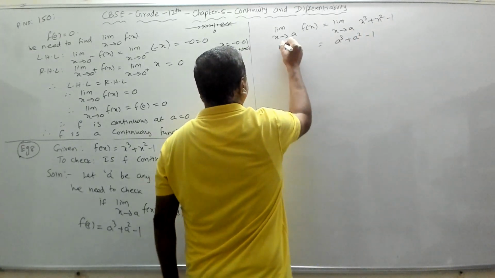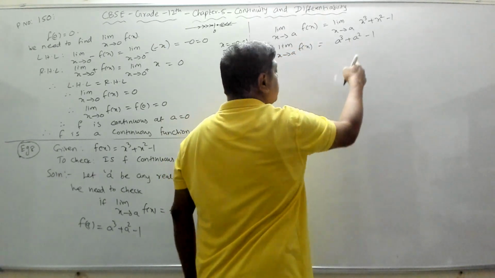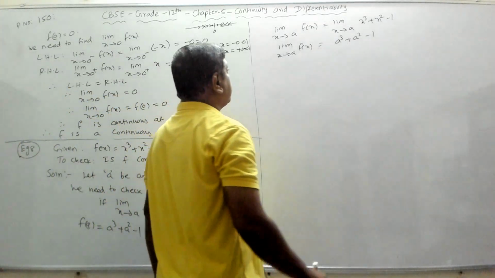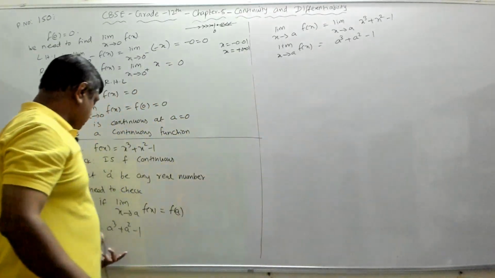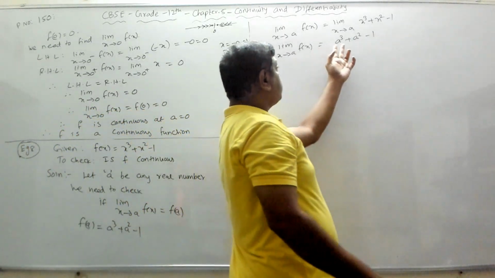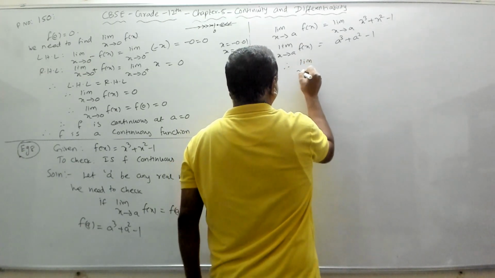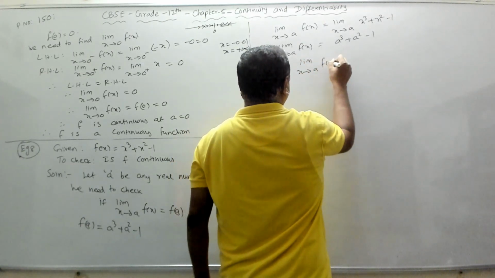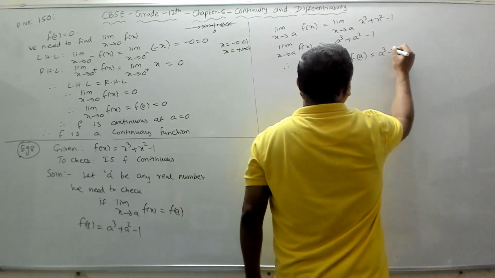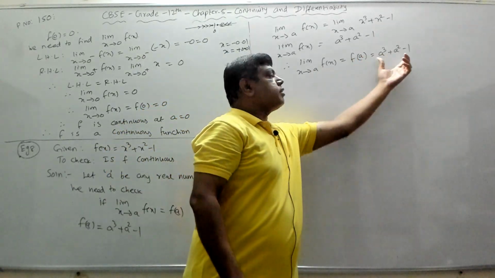So your limit x goes to a, f of x is a cube plus a square minus 1. Now both are matching. Your f of a is also a cube plus a square minus 1, and limit x goes to a, f of x is also a cube plus a square minus 1. So therefore we can say limit x goes to a, f of x is equal to f of a, and both are equal to a cube plus a square minus 1.